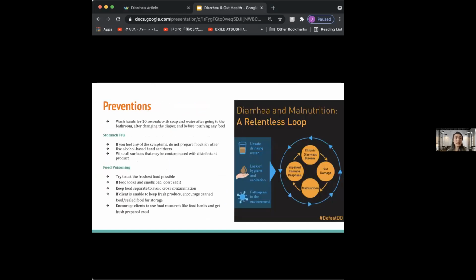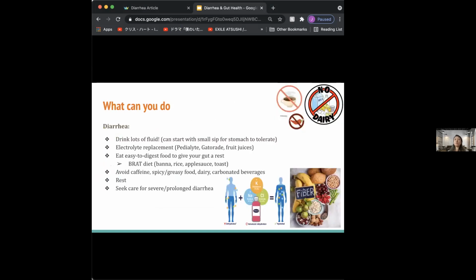So next we'll look at some treatment. Oh, I'm sorry, there you go. So what can we do when our client's having a lot of diarrhea? The first thing to tell them is to drink a lot of fluid. Obviously, tell them to start off with small sips so that the stomach can tolerate it. Don't tell them to pound water down because a lot of times they will throw it back up. And so hydration is an important aspect of treating diarrhea.